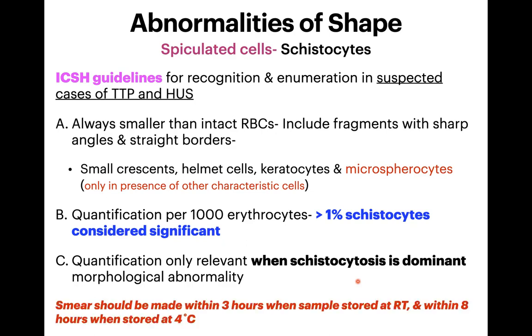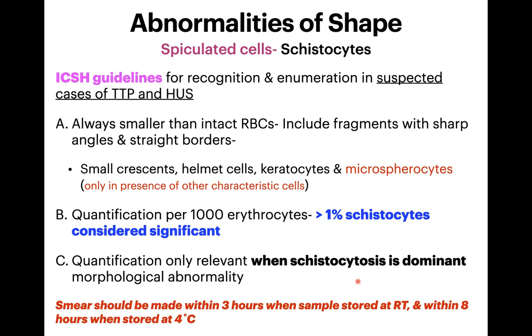And again, there is one more important thing, that smears should be made within 3 hours when the sample is stored at room temperature, and within 8 hours when the sample is stored at 4 degrees Celsius. So the thing is, when the samples are stored for longer, they will start showing shape abnormalities, like we talked about the storage artifact in our previous lectures. So they will start showing these abnormalities.